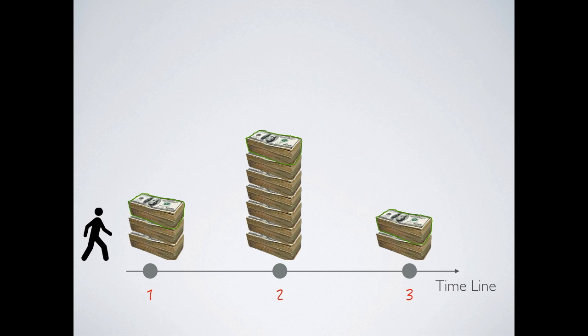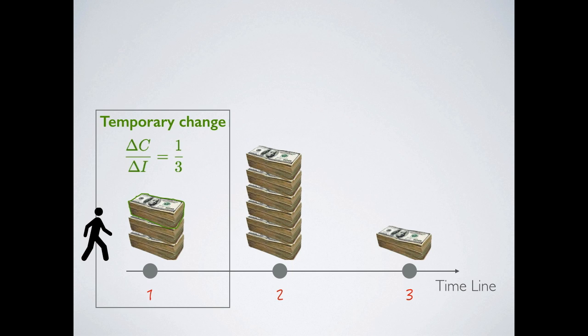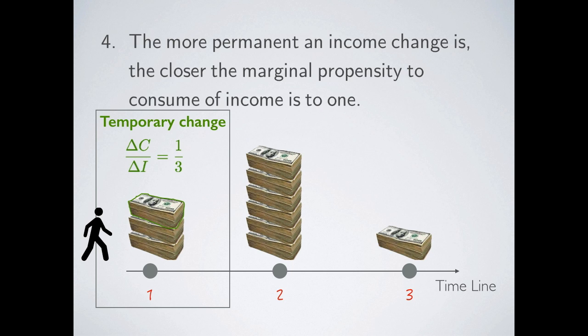However, if the income change is only for today, not for day 2 and day 3, then what we will see is that today's consumption change will not be as much as today's income change. This is because the income change today is temporary. So we reach our observation 4: the more permanent an income change is, the closer the marginal propensity to consume out of income is to 1.